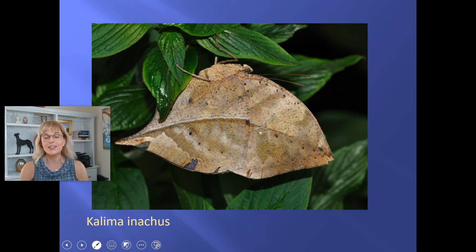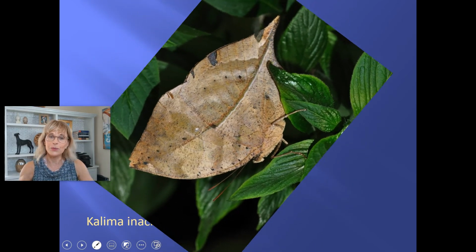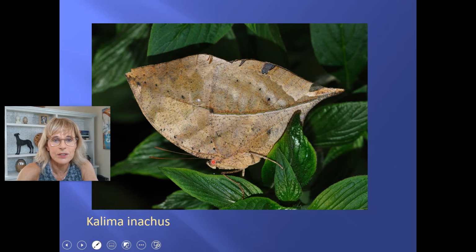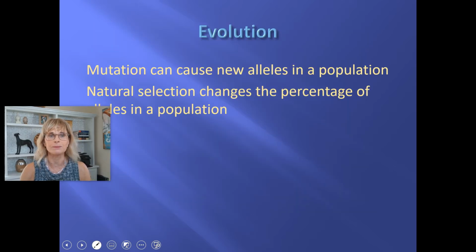And here, this is a moth, and it looks totally like a dead leaf. If we turn him over, you can see there's his little mothy head with his little mothy antennas and his little mothy legs. Totally looks like a dead leaf. More, his great great great great great great grandfather probably didn't, but whatever allele it was that created more of this appearance, it became more common in the population.